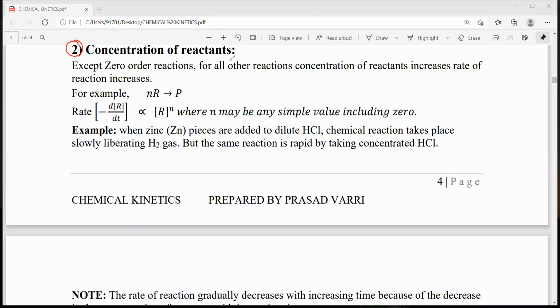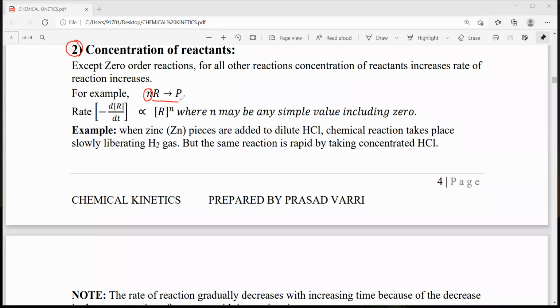Generally, we know very well, dear students, except for zero order reactions, the rate of reaction is directly proportional to the concentration of reactants. So if the concentration of reactants increases, the rate of reaction will increase. For example, take one chemical reaction: R is converted into P. Here n is the stoichiometric coefficient of reactants, then nR is converted into products.